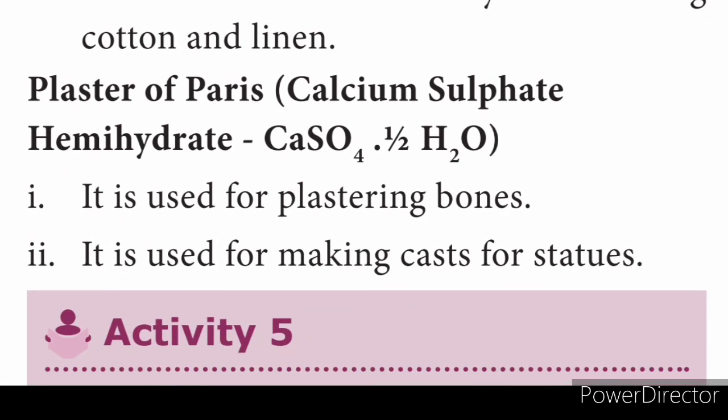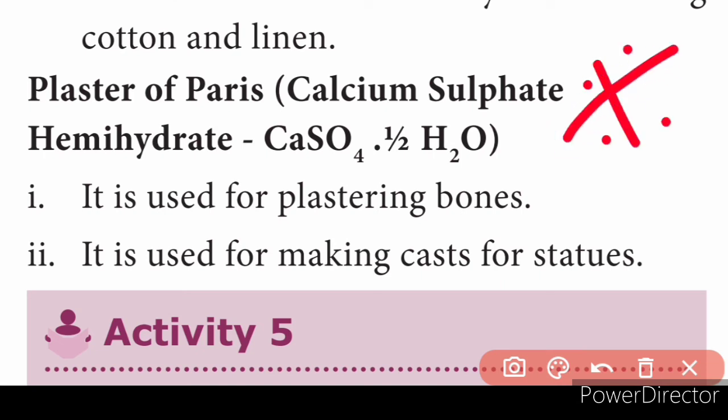Plaster of Paris, a very important question, children. Plaster of Paris is calcium sulfate hemihydrate, CaSO4 dot half H2O, that is, it contains half a molecule of water. Whenever this dot appears, we call it a hydrated salt, which means it has water molecules in it. So plaster of Paris is nothing but calcium sulfate hemihydrate.